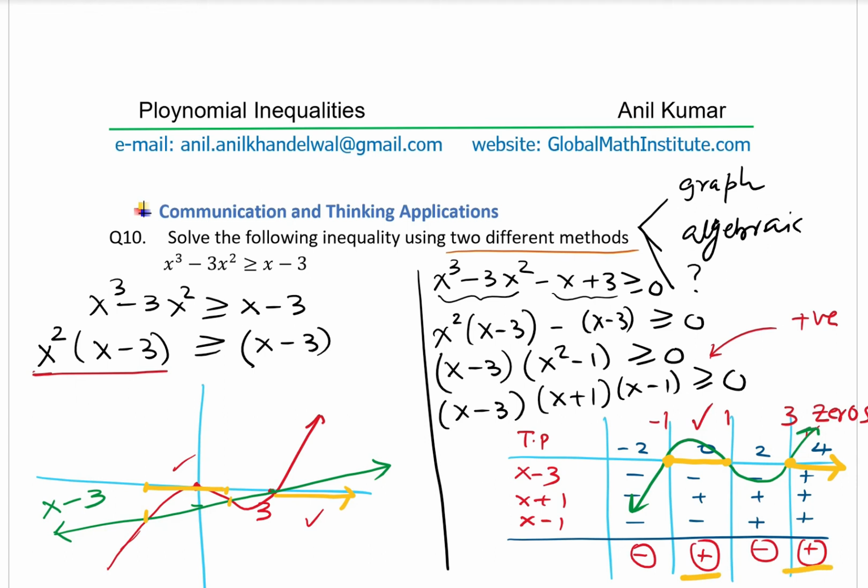And therefore we can now write down our answer. Since we now got our points, the solution is between minus 1 and plus 1, both included, or beyond 3, but 3 is included, up to infinity. Perfect. So that becomes your answer.